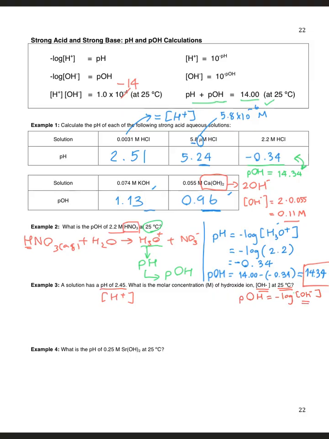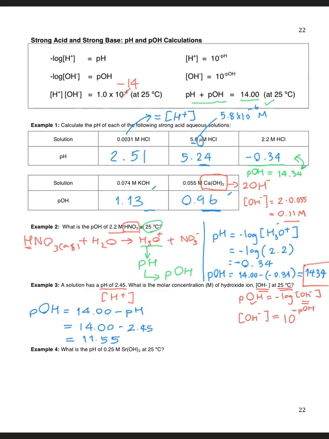So if you look at the formula above, if you know pOH, then you can find the concentration of hydroxide ions by doing the anti-log, which is equal to 10 raised to negative pOH. To solve for this, you will need to solve for the pOH first, which is equal to 14 minus pH, and you will get a pOH of 11.55. Let's check your answer real quick.